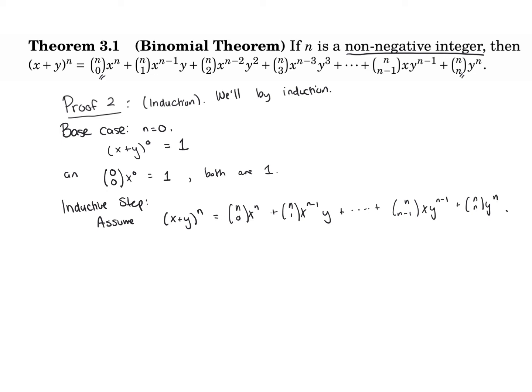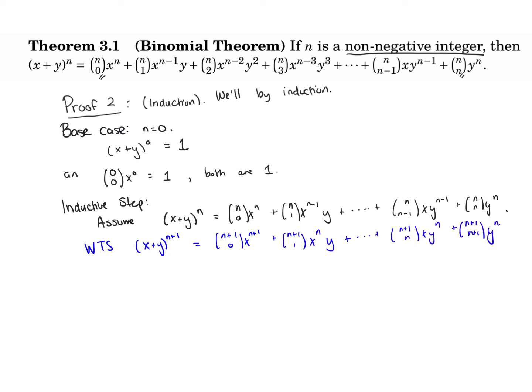And now I want to show, and I'm actually going to go ahead and write out what I want to show, that when I have the n plus first one, so x plus y to the n plus 1, then all of these n's become n plus 1's, and I get the same expression. Okay, so that's my goal, is to end up with this.